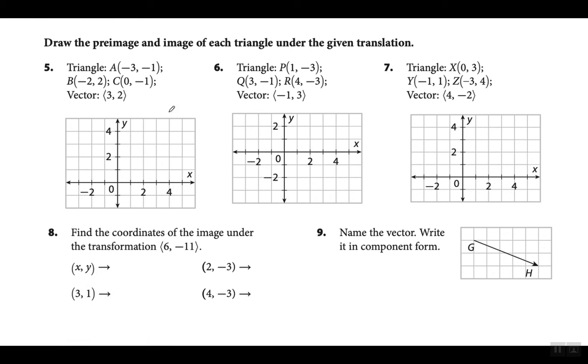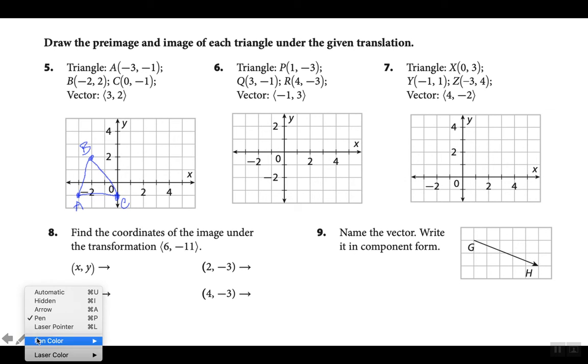Okay, so number 5. First they give us our pre-image. A is at negative 3, negative 1. B is at negative 2, positive 2. And C is at 0, negative 1. Alright, now the vector is 3, comma 2. That means you got to add 3 to all the x coordinates and add 2 to all the y coordinates.